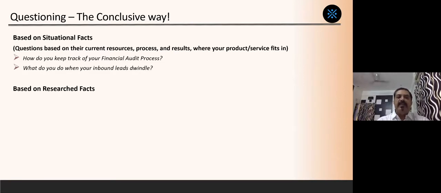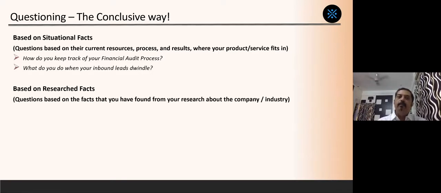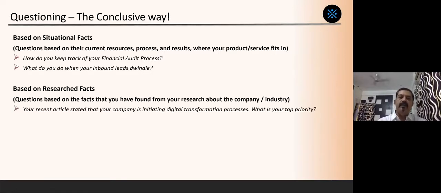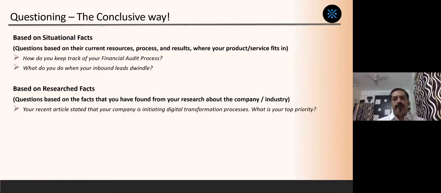The second one is based on the researched facts, right? Again, like what we discussed in one of the earlier sessions, like preparation, right? You need to do a lot of research about the company, about their industry trends. So based on those facts that you find during that research, you can point certain questions, right? So one example, your recent article stated that your company is initiating a digital transformation process. What is your top priority, right?